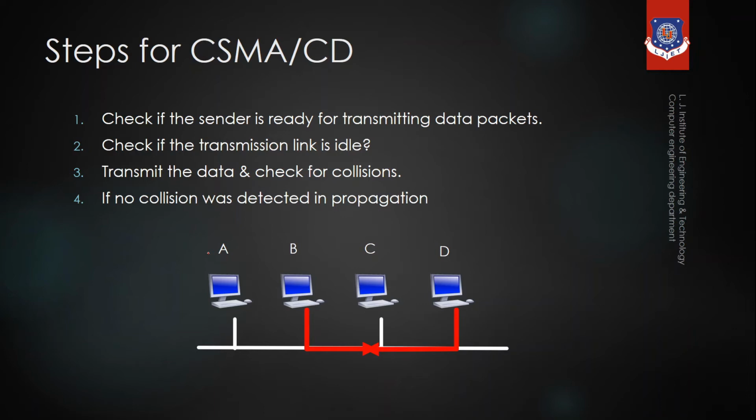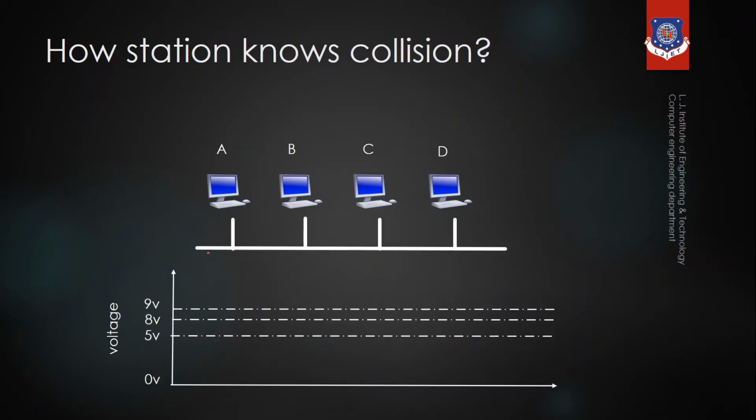When the sender finds that there is a collision, the sender will send a jamming signal, and that jamming signal will be received by all the devices. When all devices receive the jamming signal, they know that there is a collision in the network and they will wait for some time to avoid the next collision. But the question is, how does a station know there is a collision?